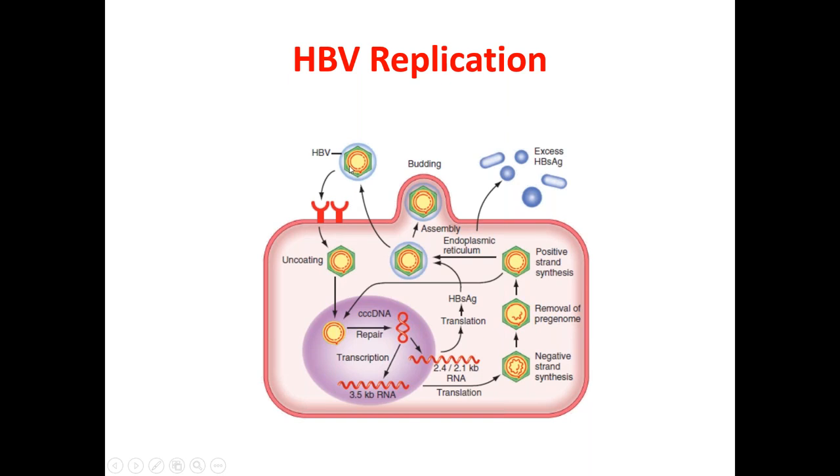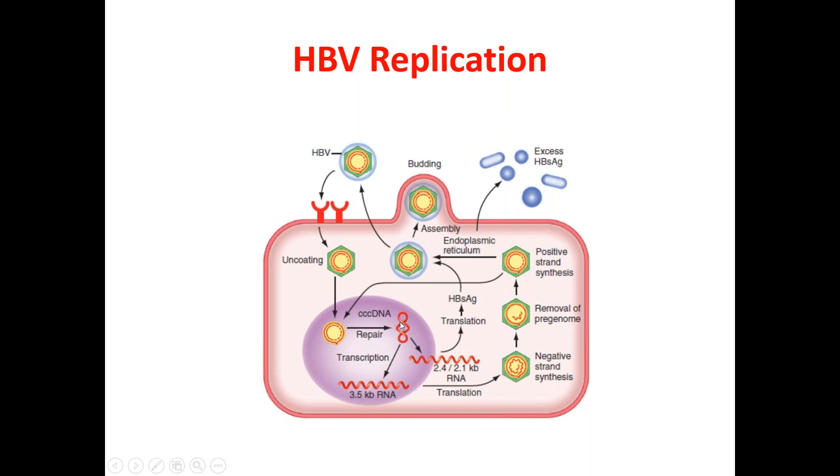Once it enters, the outermost envelope region is lost. Only the core region remains, and this core region subsequently gets dissolved, and the genome of the hepatitis B virus, that is DNA, enters the hepatocyte. Once it enters, it undergoes a process of repair because it is a partially double-stranded DNA. So it uses host machinery and forms a double-stranded DNA, a unique type of DNA inside the hepatocytes, which we also call the mini chromosome of HBV. It becomes something like a hairpin structure.